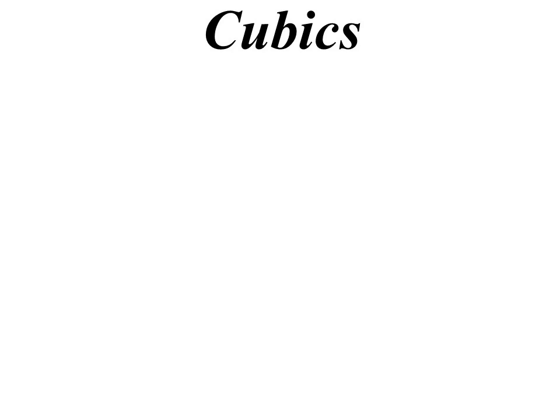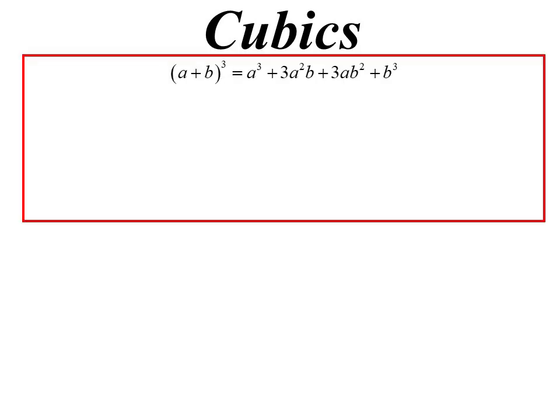Let's take a bit of a look at cubics. The perfect cube, there it is. A cubed plus 3a squared b plus 3ab squared plus b cubed. Notice it's a cubic. Every individual term has 3 pieces of algebra there. The first one is an a times an a times an a, the next one an a times an a times a b, and so on.